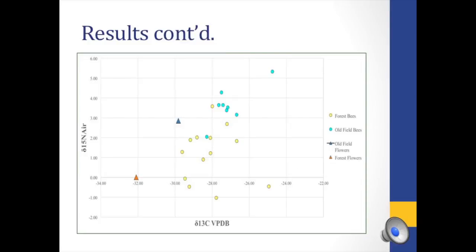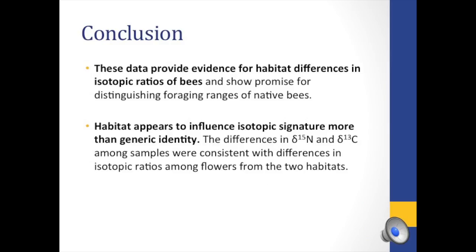In addition, we just have a simple scatter plot here. And what we found was that bees' isotopic ratios for Oldfield, the light blue here, tended to cluster closely to the Oldfield flowers. And the same held true for forest, though a little bit more variability, with the bees from the forest reflecting more of the forest flowers. So what does that tell us?